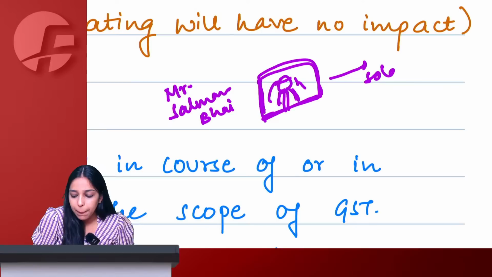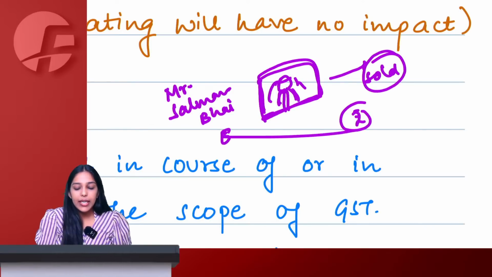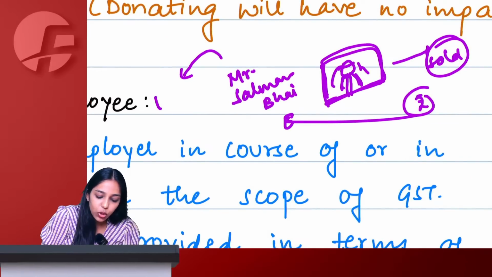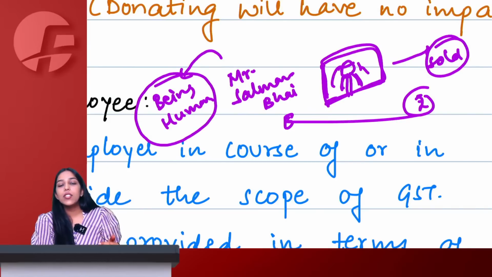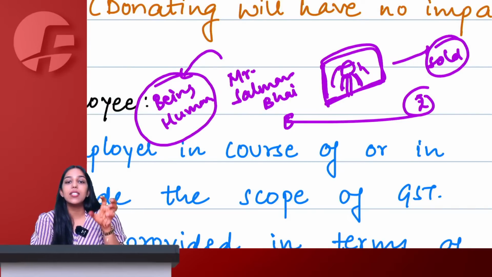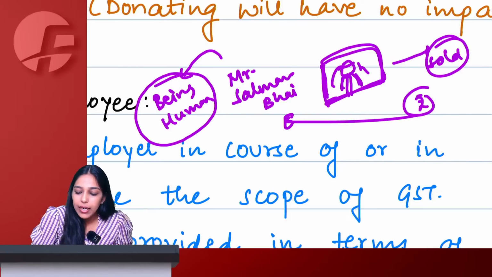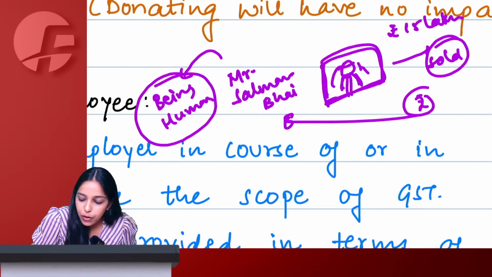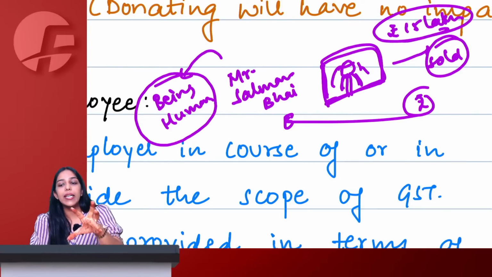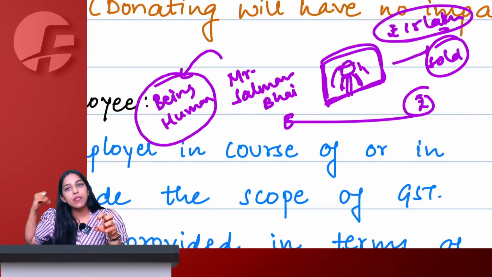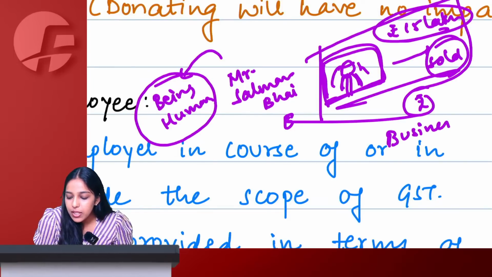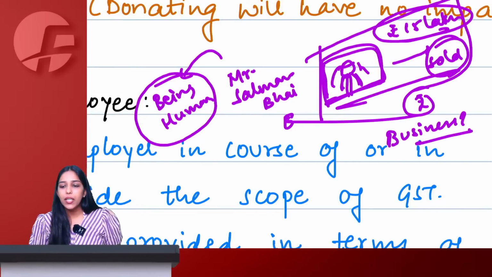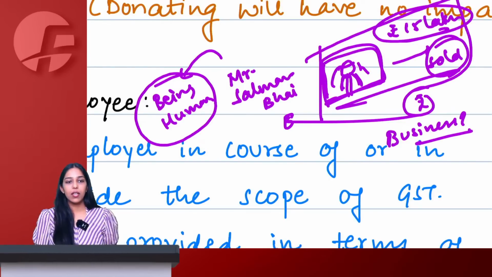He sold this painting and whatever money he earned, he decided to donate this money to Being Human. We are for now assuming Being Human is a charitable institution. So Mr. Salman Bhai sold this painting for 15 lakh rupees, and the entire 15 lakh is then donated to a trust, which is Being Human. Tell me, will this selling of painting be considered as business? Yes or no? Very quick, very fast, I want you all to answer.